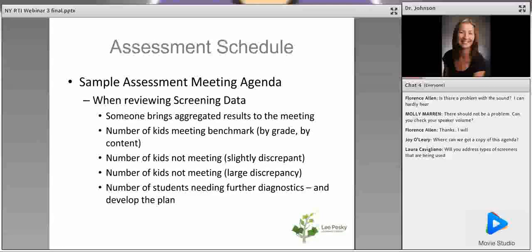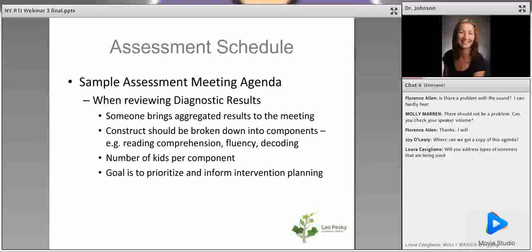So Laura's asking if we'll address the types of screeners that are being used. Laura, I don't know if you were online with us last week, but last week's session we went into depth on a number of different tools and resources that are available. So this week we're going to focus more on the schedule, and because the assessment tool decision is really school or district based, we're going to talk about it in more of a general sense.